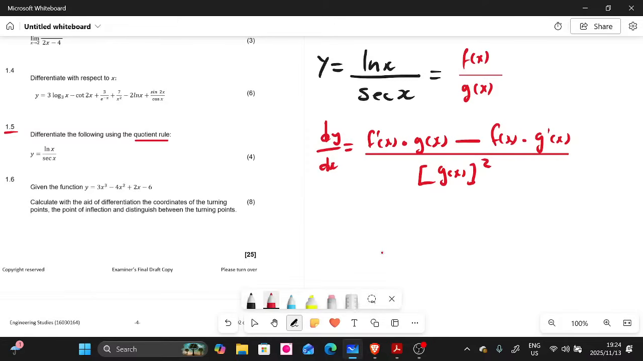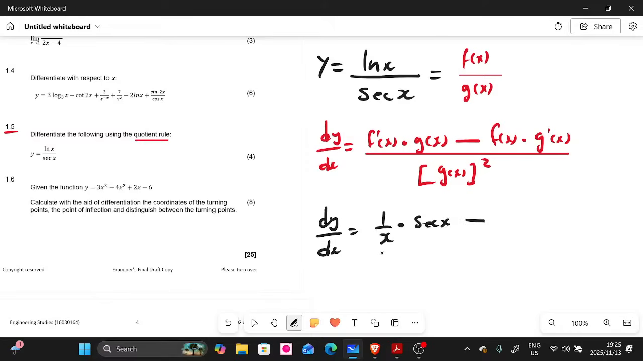Now let's look at our f of x. We said f of x is ln. So what is the derivative of ln, dy over dx? Because our formula says we must derive f of x, which is ln there. We know that the derivative of ln x is 1 over x. It is there on your formula sheet, guys. You don't have to stress yourself. Multiply by what is our g of x? This one here, the one on the bottom, which is sec. So you multiply this by sec x. That's it. And then you put the minus there, right?